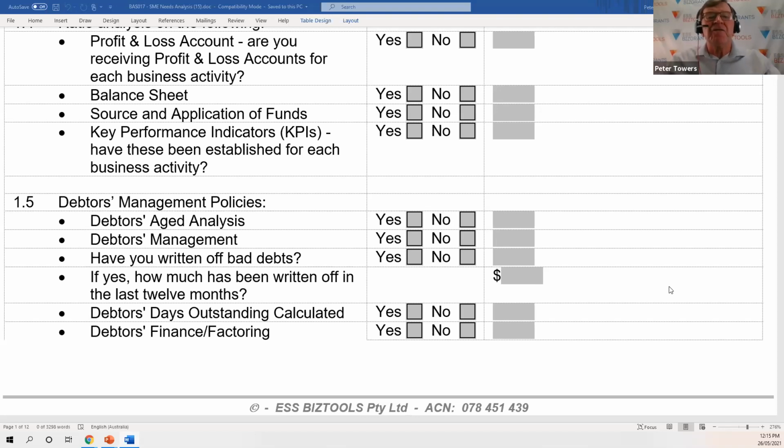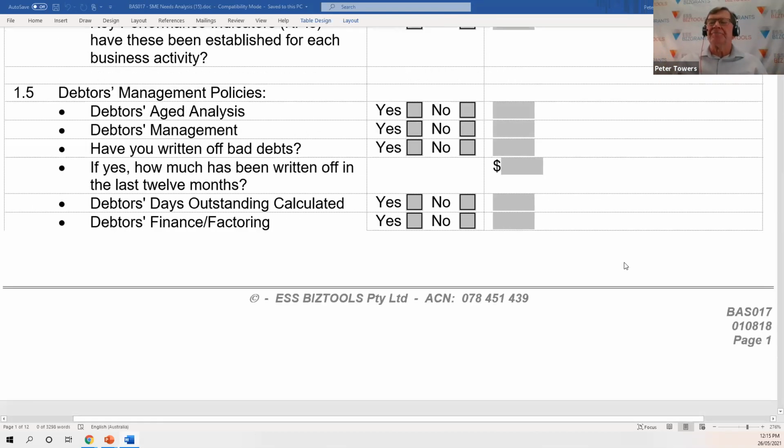If it's higher than 40 days, there's an opportunity for you to talk to them about implementing a debtors management system. If it's under 40 days, unless they're on 7-day trading terms, I'd be reasonably happy. But there's a lot of firms around Australia got debtors days outstanding significantly higher than 40 days. This is your opportunity to be able to help them.